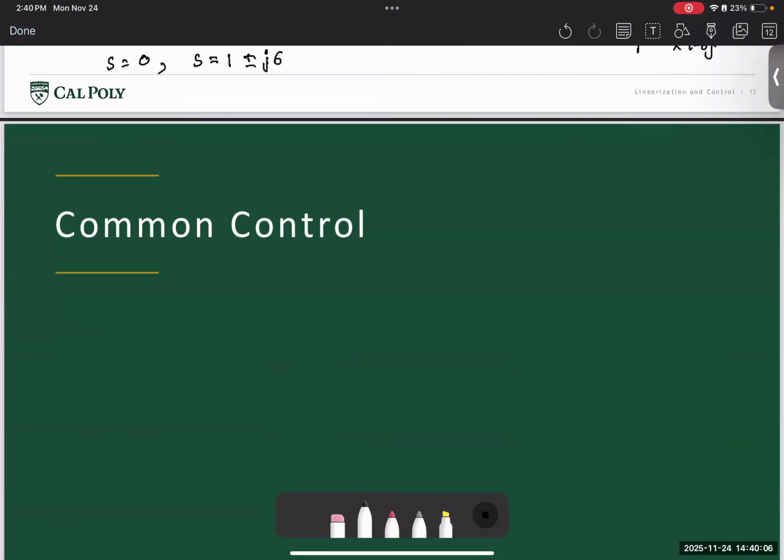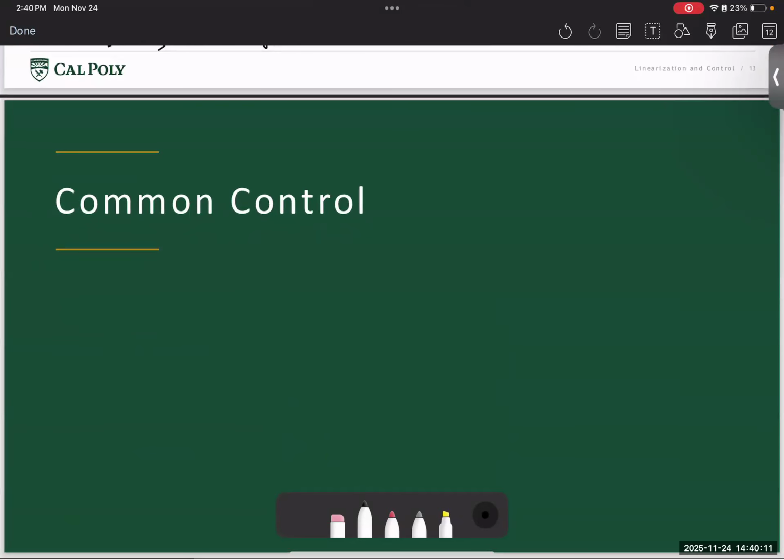All right. Now we will move on to the more interesting aspect of the course, where we're going to talk about the different types of control systems.